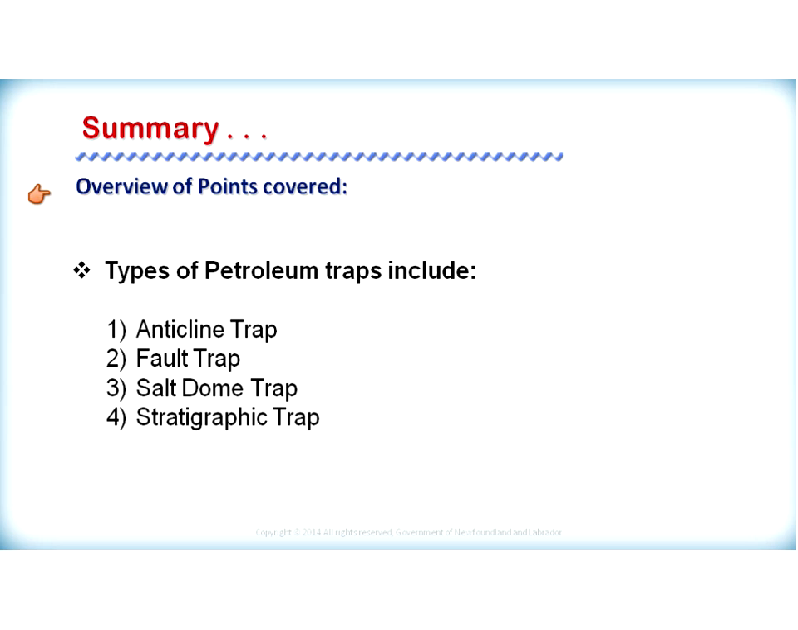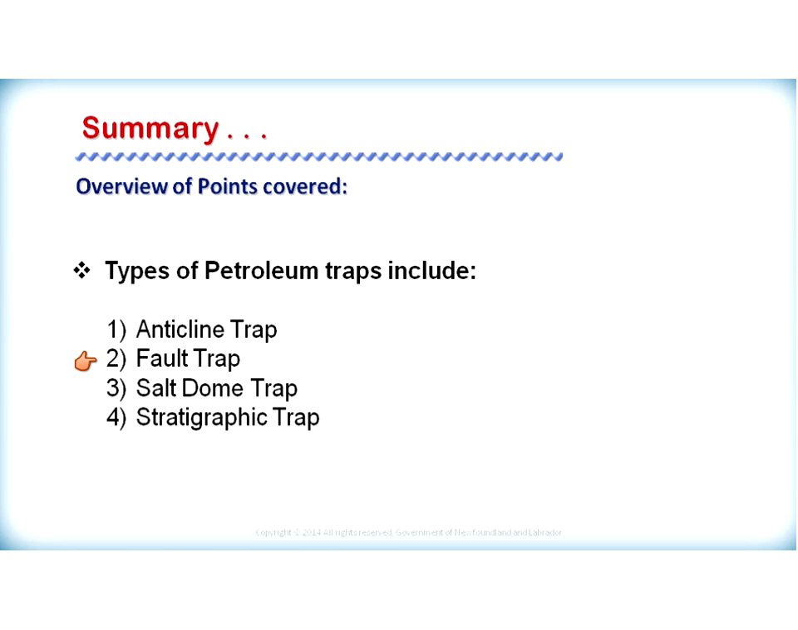Let's look at the overview of points covered in this presentation. This presentation focused on the different types of petroleum traps, and they include an anticline trap, where we see folded sedimentary rocks, and folded sedimentary rocks would form an upfold, which is called an anticline, and within the anticline we would see a pattern of water overlain by oil, overlain by gas. That would form an anticline trap.